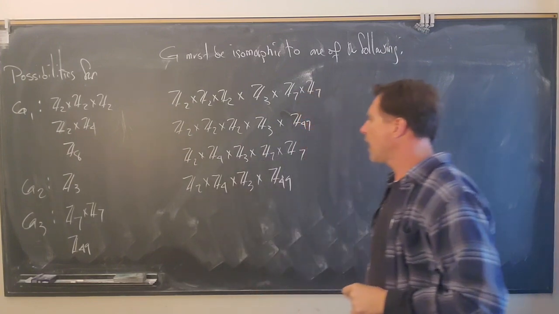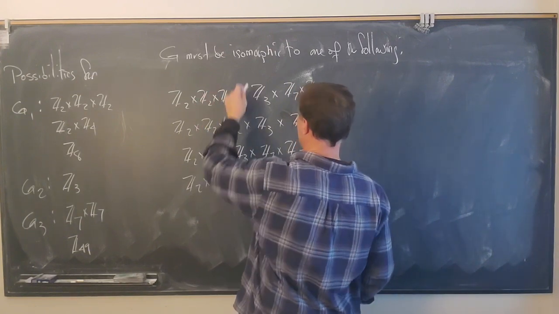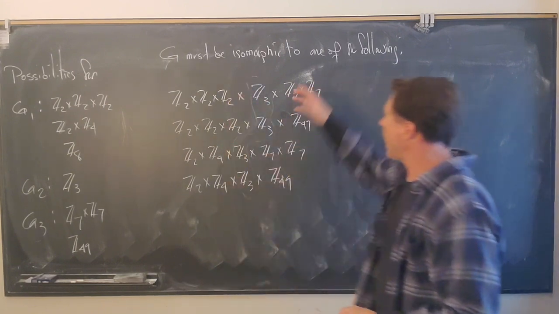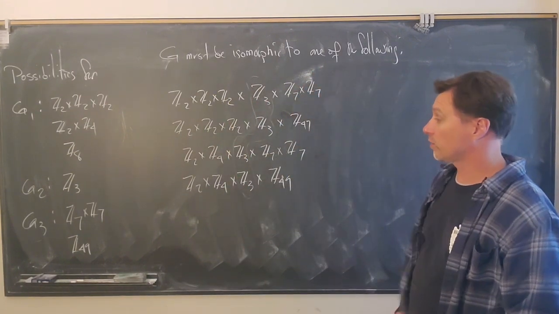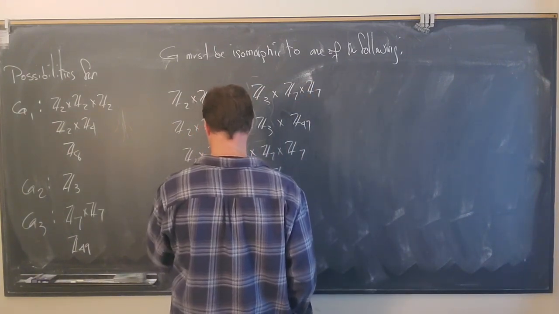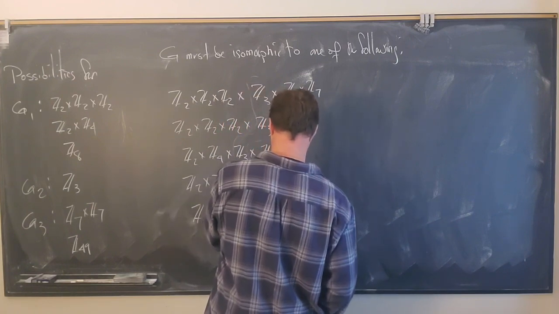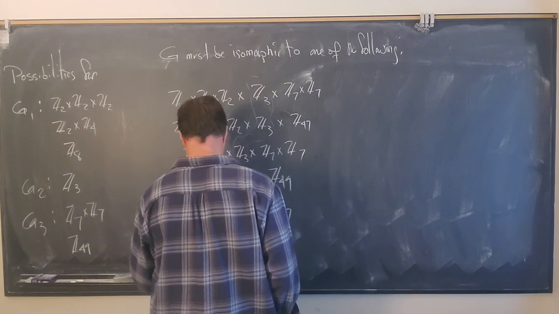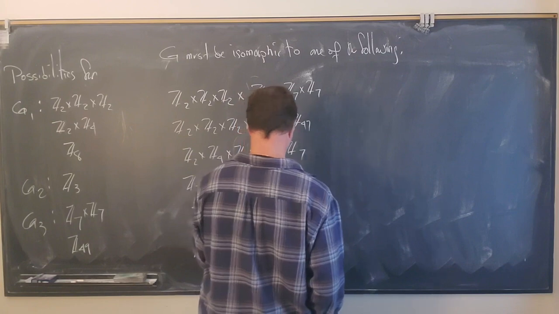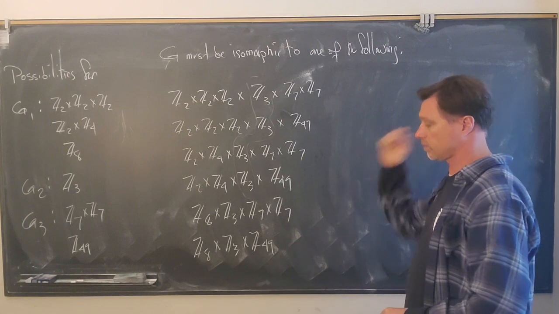So notice what I'm doing. I'm keeping the first group the same. The middle one is going to be the same all the way through. The Z3 will always be there, and then I'm just alternating the choices for the last one. And so now the last two possibilities will be Z8 cross Z3 cross Z7 cross Z7, and Z8 cross Z3 cross Z49. So what we have now is a list of 1, 2, 3, 4, 5, 6 groups.